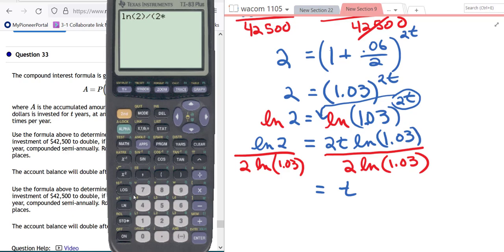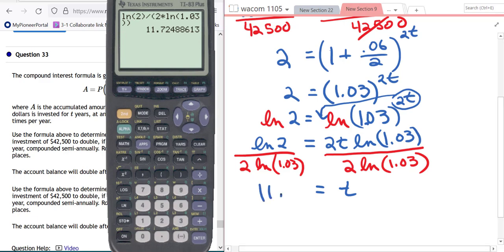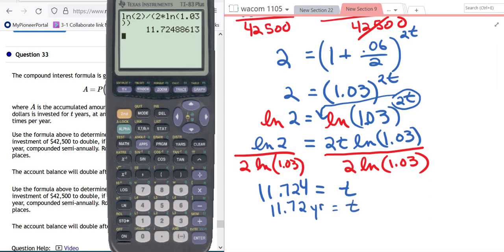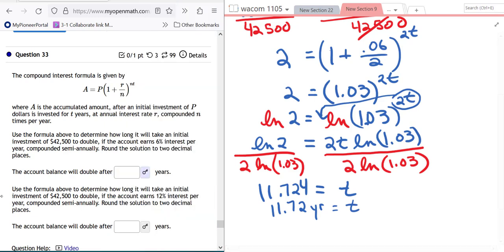2 times natural log of 1.03, close and close. This is for the beginning of the denominator, all right, for this one. Okay, and we should be good. We'll click enter. So, and I think these should go to 2 decimal places. So 11.724, a 4 would drop off, so 11.72 years is how long it would take this to double. There we go. Okay.